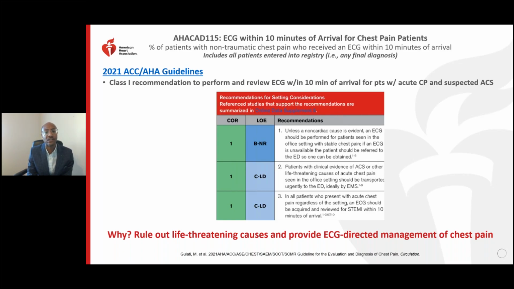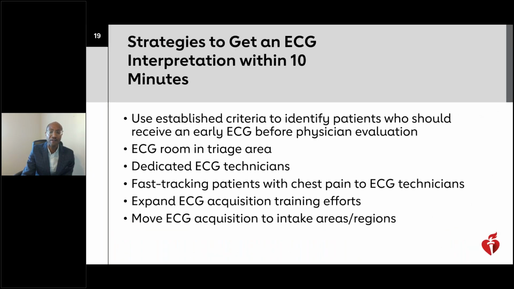And it really starts with the ECG. And that's one of the reasons why a Class 1 recommendation is recommended for the ECG to be performed and reviewed within 10 minutes of arrival for patients presenting with suspected acute coronary syndrome, suspected chest pain, or acute chest pain syndromes specifically. And why is that imperative? It's imperative to make sure that we rule out life-threatening causes specifically, so that we can really provide ECG-directed management of chest pain syndromes specifically, which I'll further elaborate upon.